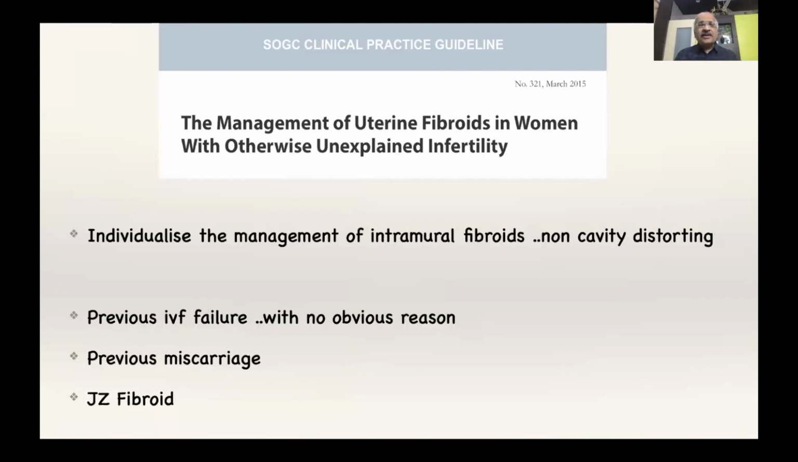And this is a Canadian guideline on management of uterine fibroids in women who otherwise have unexplained infertility. And then it is just individualization of management of intramural fibroids. On all these studies, you'll have to individualize the therapy, taking into consideration all the other reproductive factors, especially the ones who have had previous IVF failure for no obvious reason, or previous miscarriages after IVF pregnancies.